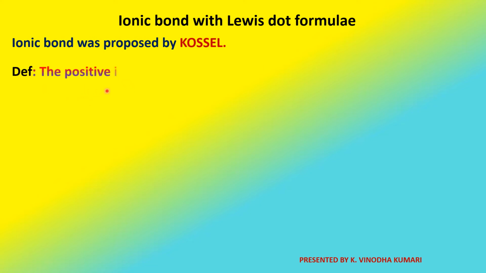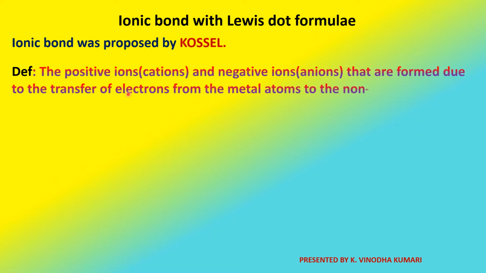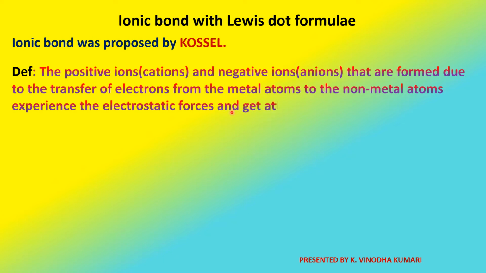So the positive ions, that are the cations, and the negative ions, which are called anions, are formed by the transfer of electrons from one atom to the other atom. Generally, the atom which transfers the electron will be a metal, usually having 1, 2 or 3 electrons in the outermost shell, and the atom which gains the electrons will be a non-metal, and usually its outermost shell will contain 5, 6 or 7 electrons.